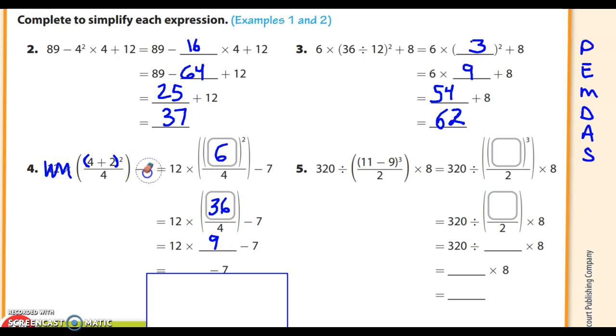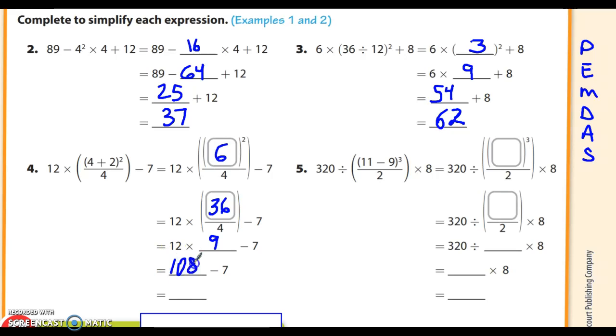Now, I skipped these earlier. Now I can go back and do them. I've got 12 times 9, and I've got minus 7. Multiply comes before subtract, so I'm going to do 12 times 9. That's 108. 108 minus 7 is 101.